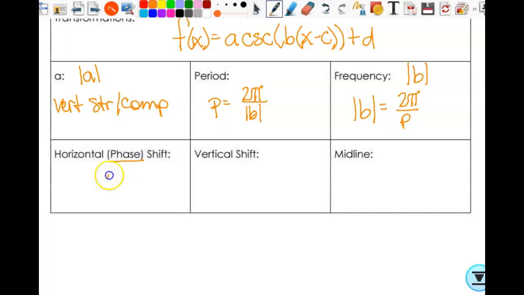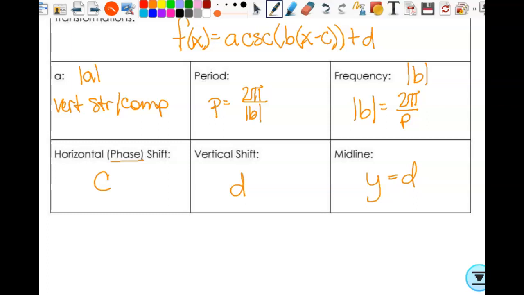Horizontal shift, which is your phase shift, is still c. Vertical shift is still d. Midline is still y equals d. So obviously some things have changed, but really all your transformations are the same. It's just that we don't call a amplitude. All right. What questions you got?